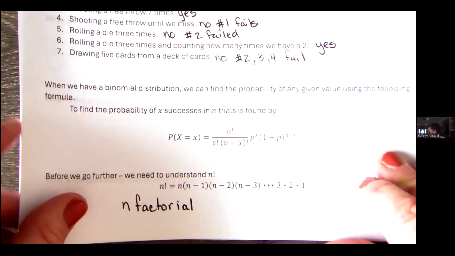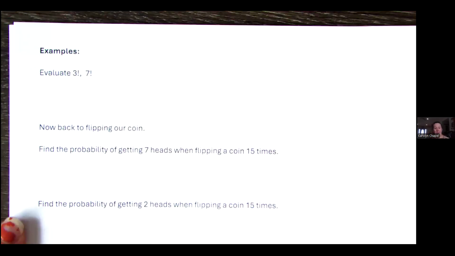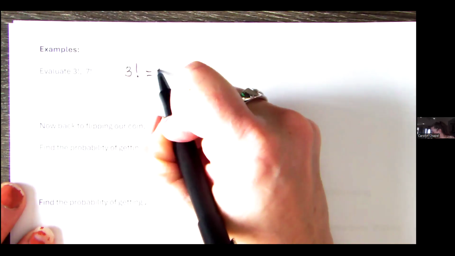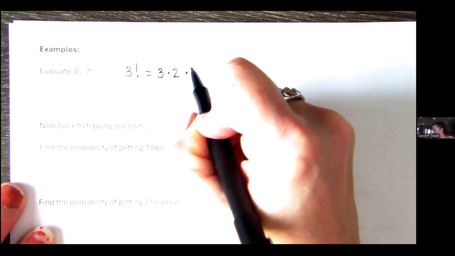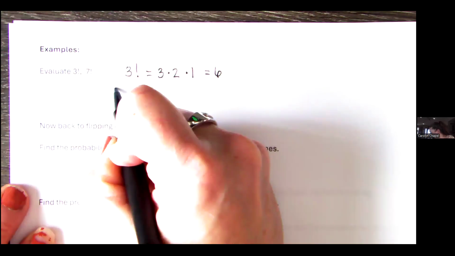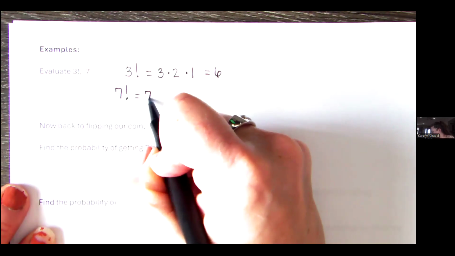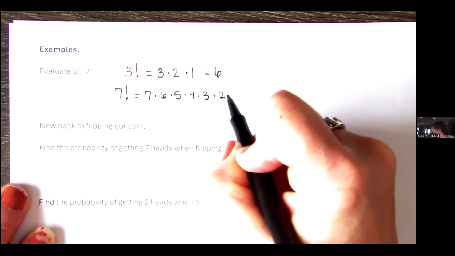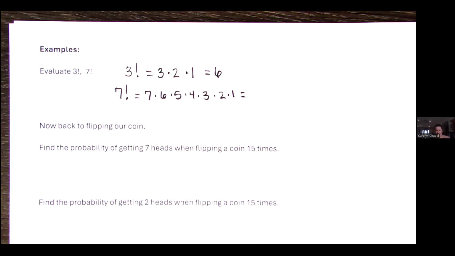So for example, 3 factorial is 3 times 2 times 1. Multiplying those together, I get 6. 7 factorial is 7 times 6 times 5 times 4 times 3 times 2 times 1. Now I could go on my calculator and do all of that. However, there is a factorial button on most calculators.